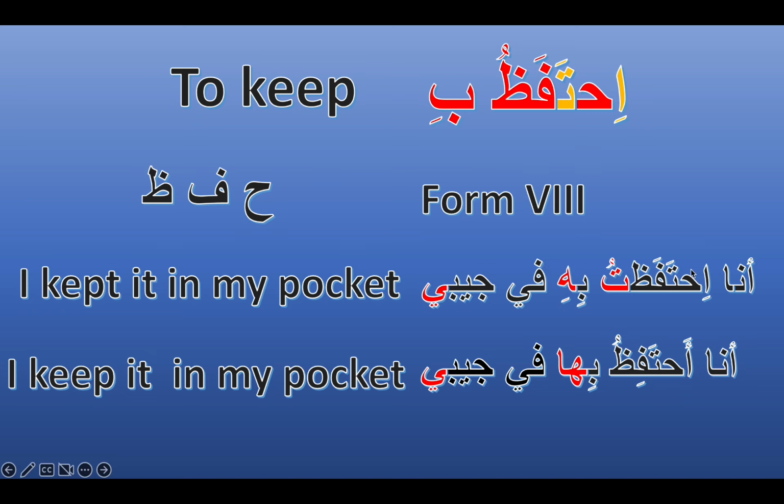I kept it in my pocket. أنا احتفظت به في جيبي. So به, the hu here is referring to the it. So it would be hu, but because of the ba before, the sound becomes hi. So I kept it in my pocket. أنا احتفظت به في جيبي. Jayb is pocket, ya possessive suffix, my pocket.